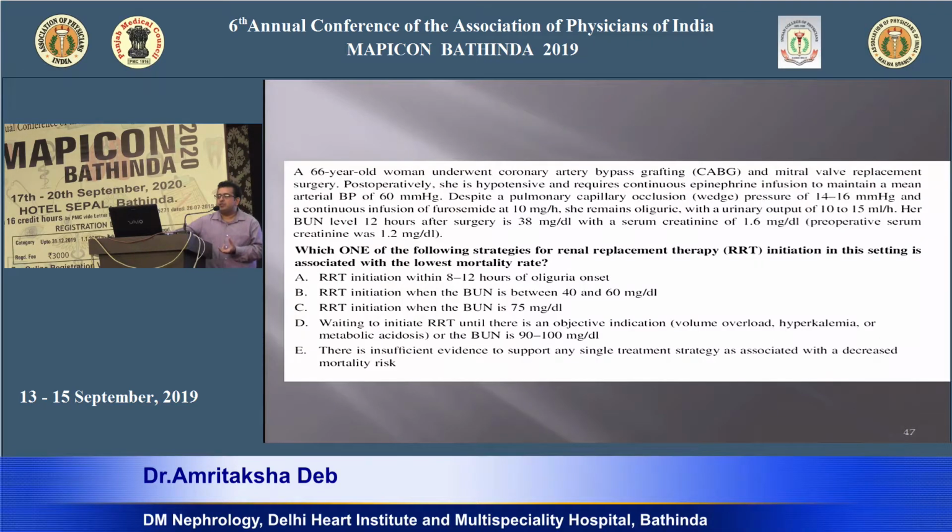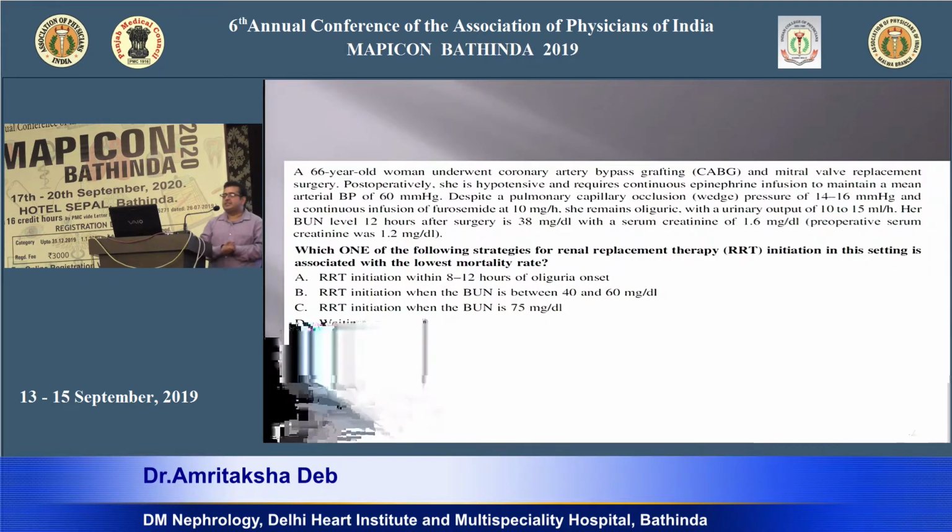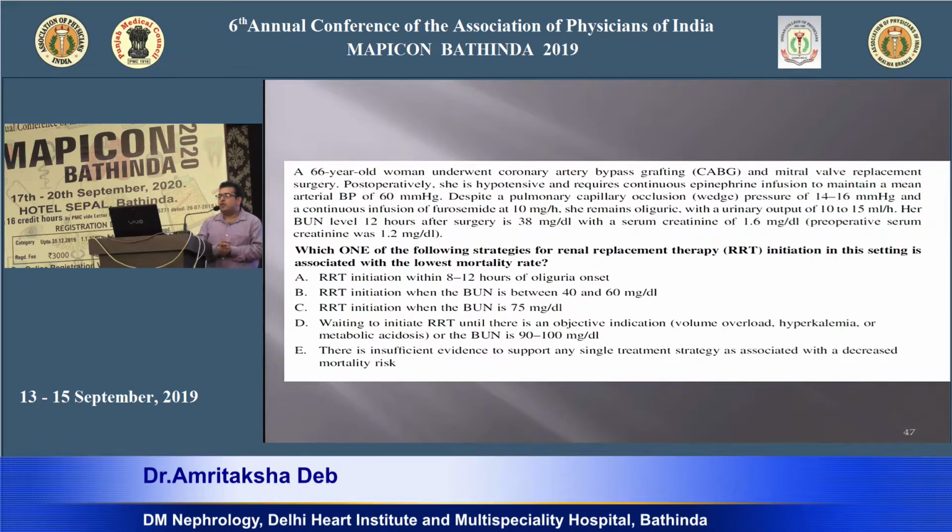So finally, we have a question like, let's say there is a 66-year-old lady who has undergone CABG with mitral valve replacement. She is hypotensive, requiring epinephrine, and she has developed acute kidney injury, oliguric. She is already being given furosemide to maintain her urine output, but still it's not maintaining. She is going into volume overload, and she has blood urea nitrogen of 38 and a creatinine of 1.6. What do you think would be the best renal replacement strategy?